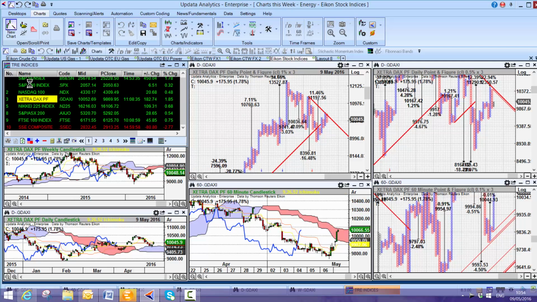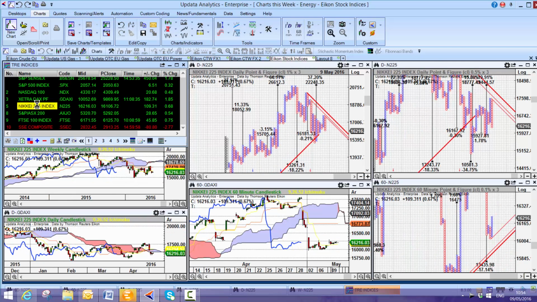Take a look at Asia. We'll start with Tokyo. Tokyo, of course, had a bad start to the month, and we just are teetering along here, below on the daily, below on the weekly, and below on the 60 minutes. So Tokyo is still looking pretty bad.